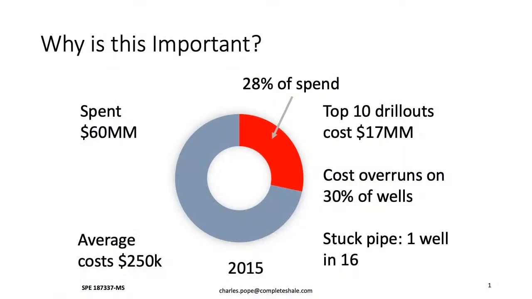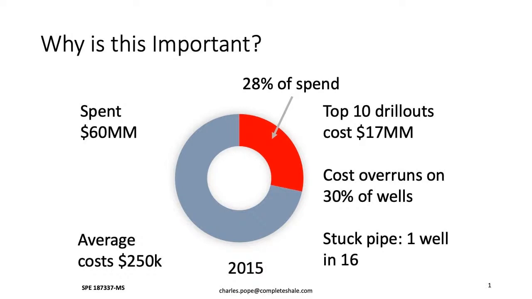So the why is money. It costs us a lot of money. If we can put that graphic up now, Michael, you'll see that one operator in 2015 spent $60 million on after-frack drill outs. The average cost was $250,000 per drill out. But if I look at the top 10 failures, they spent $17 million on those 10 wells, or $1.7 million per intervention.